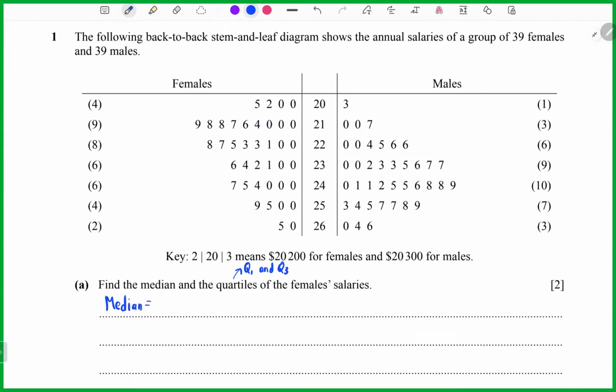Because there are 39 values, the middle one is the 20th, with 19 on each side. So I take this 20th value. Let's count: 1, 2, 3, 4, 5, 6, 7, 8, 9, 10, 11, 12, 13, 14, 15, 16, 17, 18, 19, 20. So the 20th is here. I take 22,700, and I write the dollar symbol.